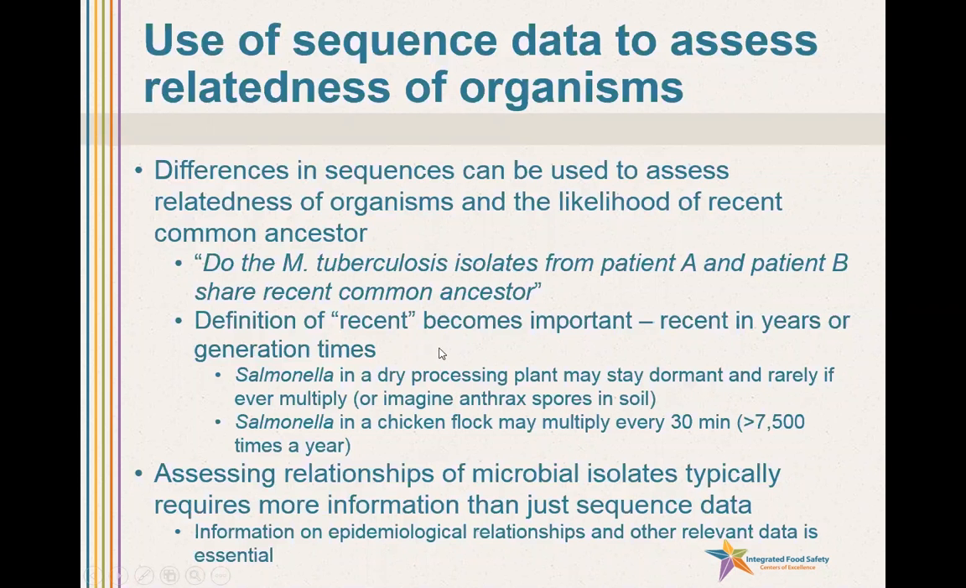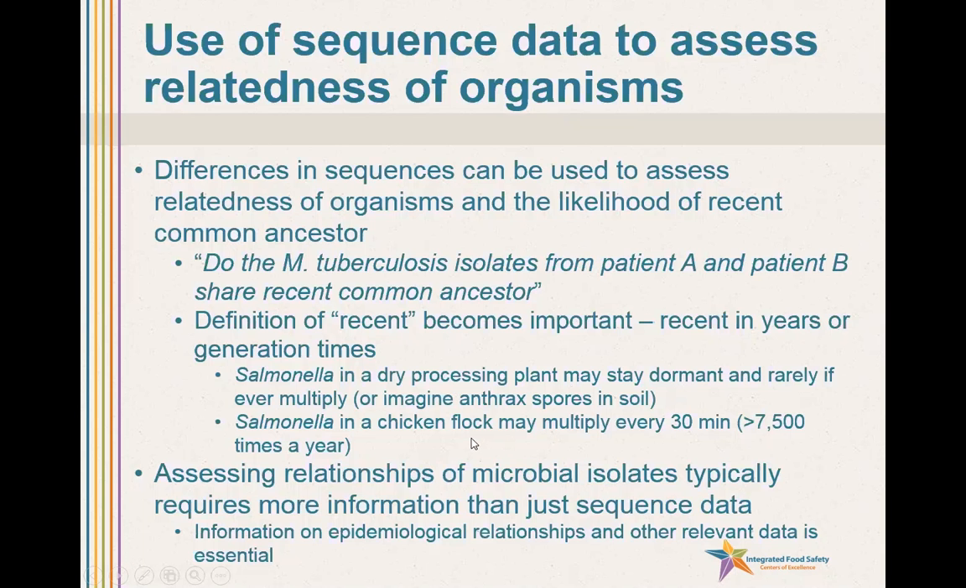When does it become very important? We can take the same organism in different environments, and there can be a huge difference between recent in years and recent in generation times. Take a Salmonella that lives in a dry processing plant, such as a plant that makes cereal. That Salmonella may stay dormant, rarely if ever grow, and might only multiply 100 or 200 times a year.